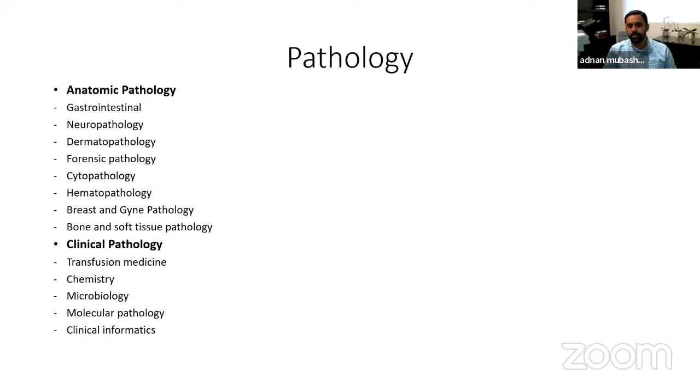And you go through all these anatomic pathology rotations where you're exposed to literally all the organ systems of the body. And then you go towards the clinical side and you have transfusion medicine, chemistry, microbiology, molecular pathology, and clinical informatics. All in all, the learning curve is really steep. You learn a lot during training. And then on top of that, when you develop your interest in a specific organ system, you spend another year or two just training in the intricacies of that organ.